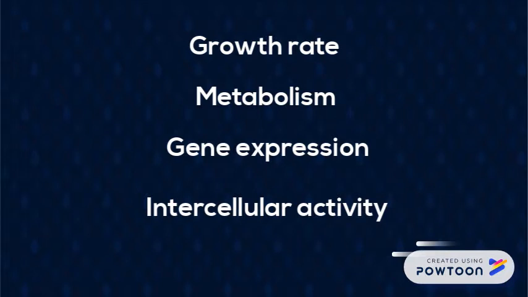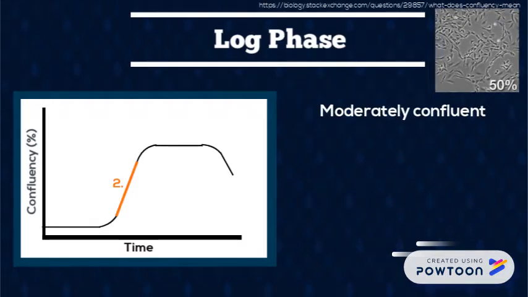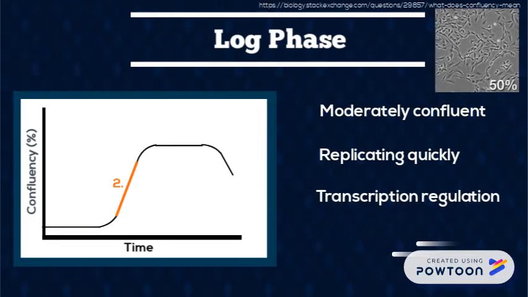Experiments are most commonly done on cell cultures in the log phase and the plateau phase. Let's talk about the differences between these two stages. Cells in the log phase are moderately confluent and are replicating quickly as they double in number with each division. They are expressing genes related to transcription regulation and mitosis, and are using lots of energy to replicate.